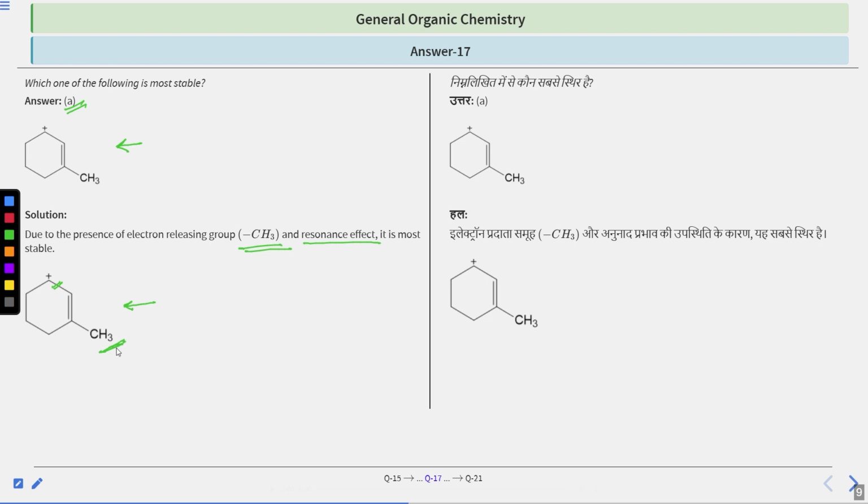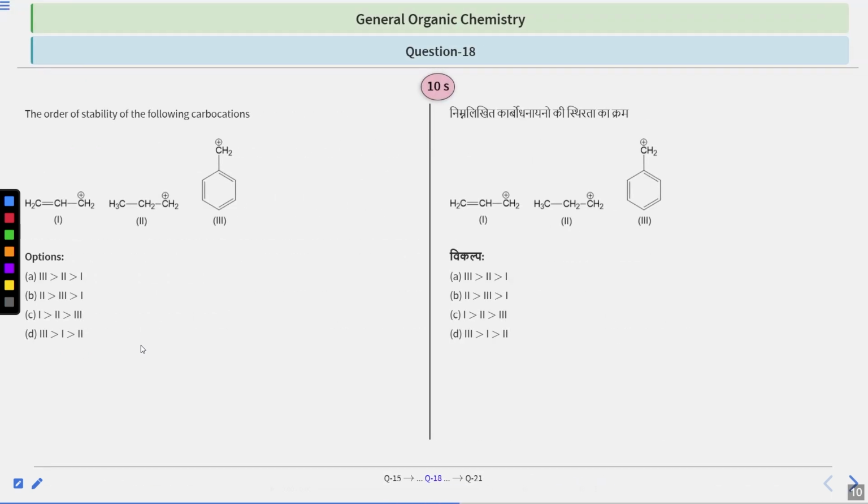Then this CH3, as it is an electron donating group, will donate electrons to the positive charge present at this carbon, and the carbon gets satisfied with enough electrons, and this carbocation becomes stable. So due to two reasons, the electron donating or releasing group and the resonance effect, this is the most stable carbocation among the given options, and thus option A is the correct answer. Okay, let's move on to the next question.